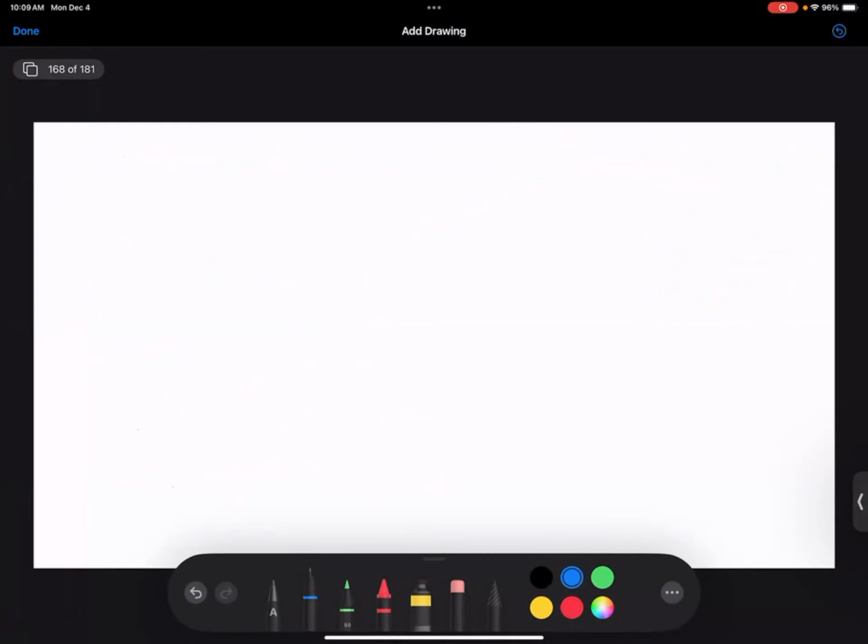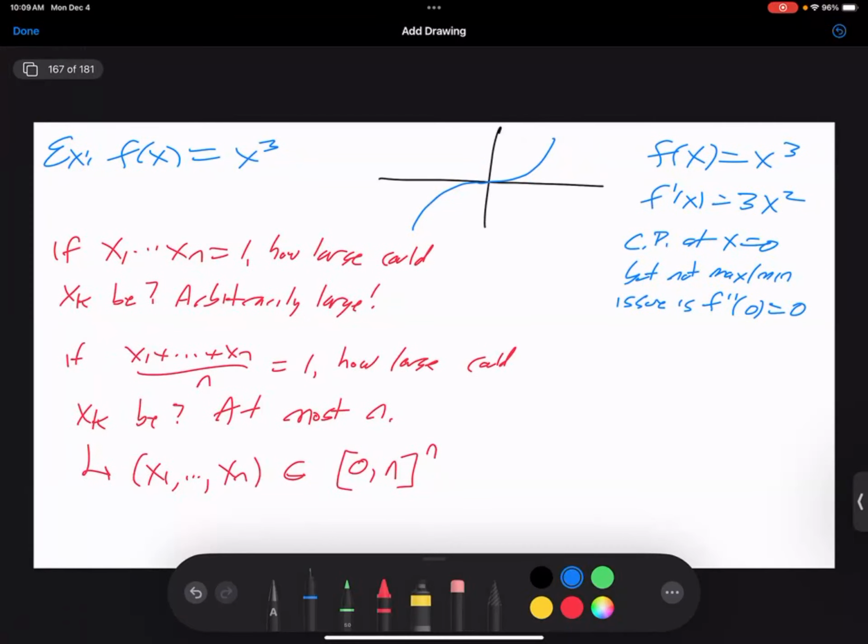So which is the function I'm trying to optimize? And which is the constraint? So which is the one we're trying to optimize? So the sum is what we're trying to optimize? Then that means the product is fixed. So did we want the product to be fixed or the sum to be fixed? If the product is fixed, where do the x's live? They can be anything. They live in [0, infinity). So we want the sum fixed.